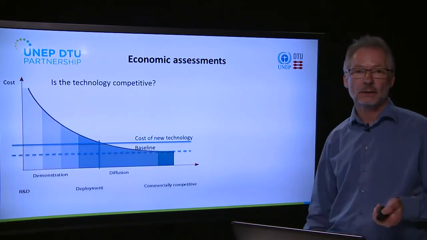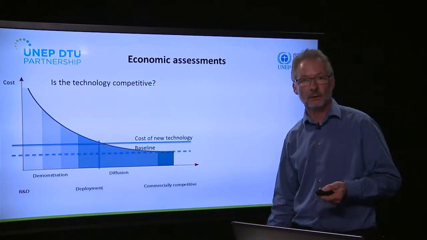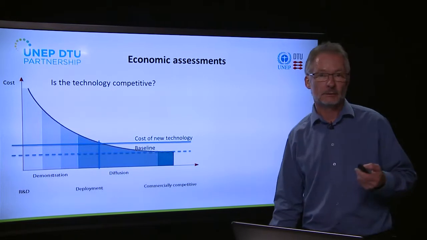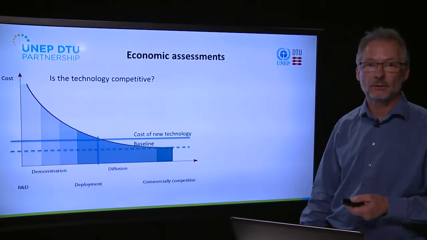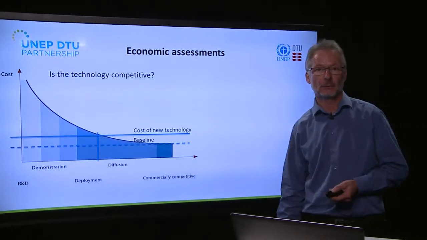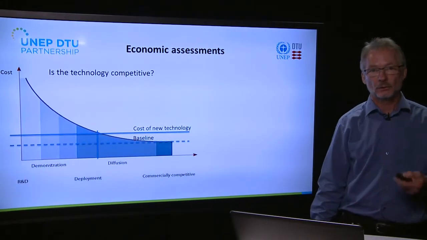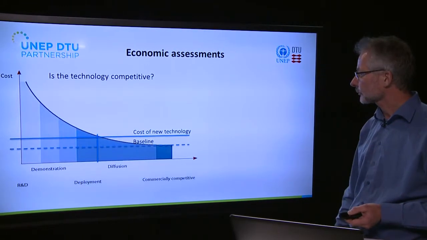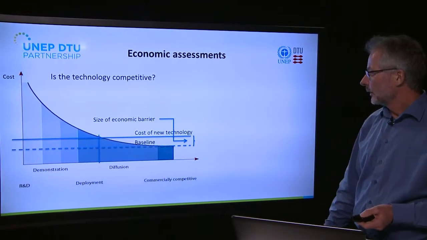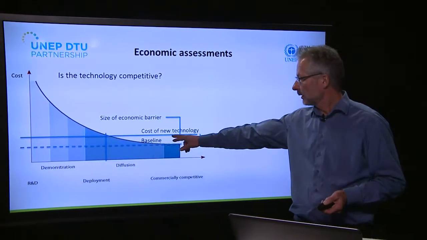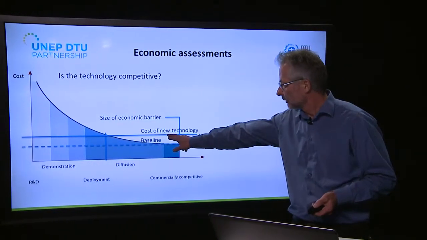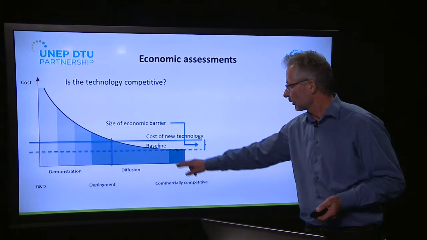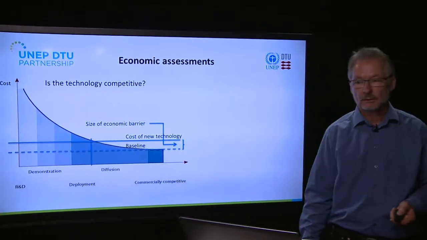And when we are interested in these new technologies, even though they are more expensive, it is because there are societal benefits related to these technologies, such as CO2 emission reduction or reduction of vulnerability for rural poor. The size of the economic barrier is best illustrated by the difference between the cost of the new technology and the cost of the baseline technology.